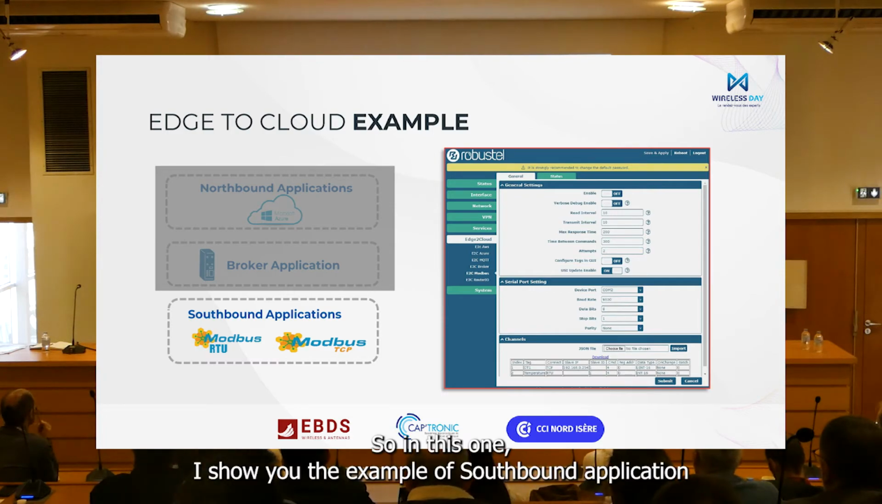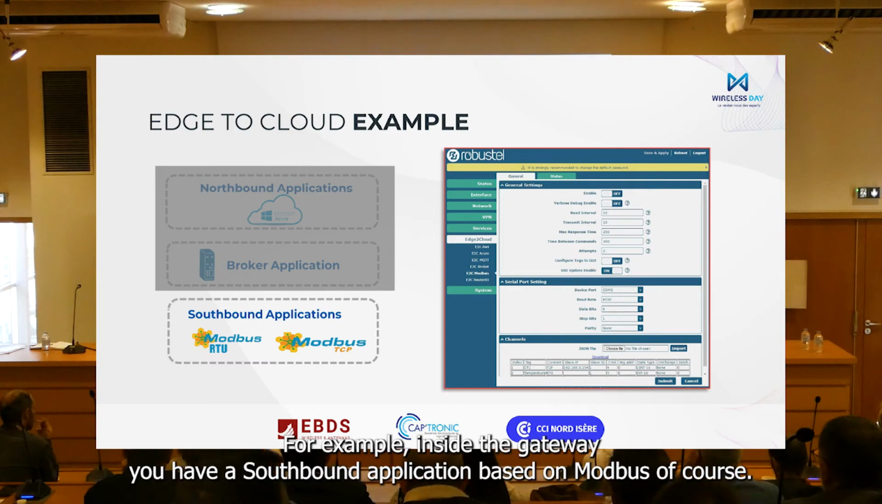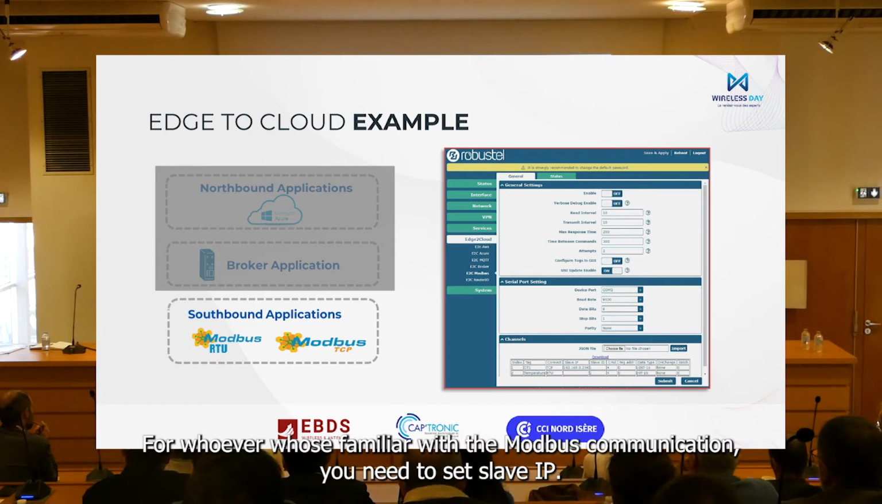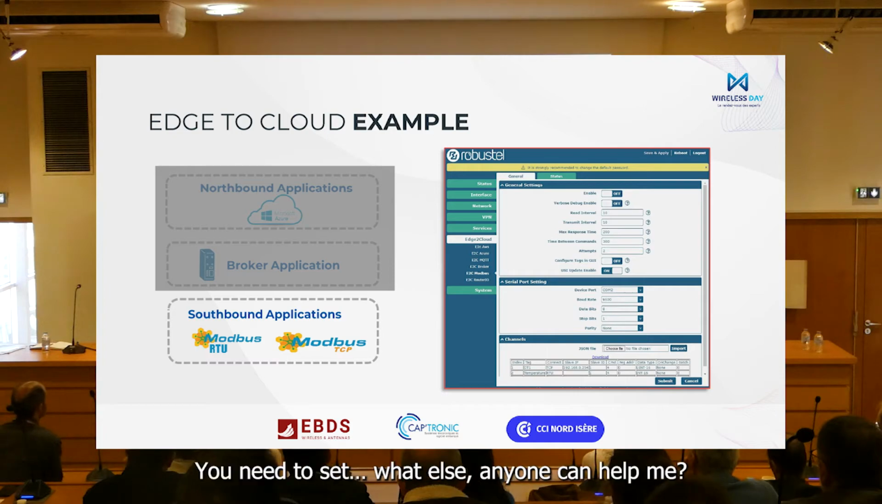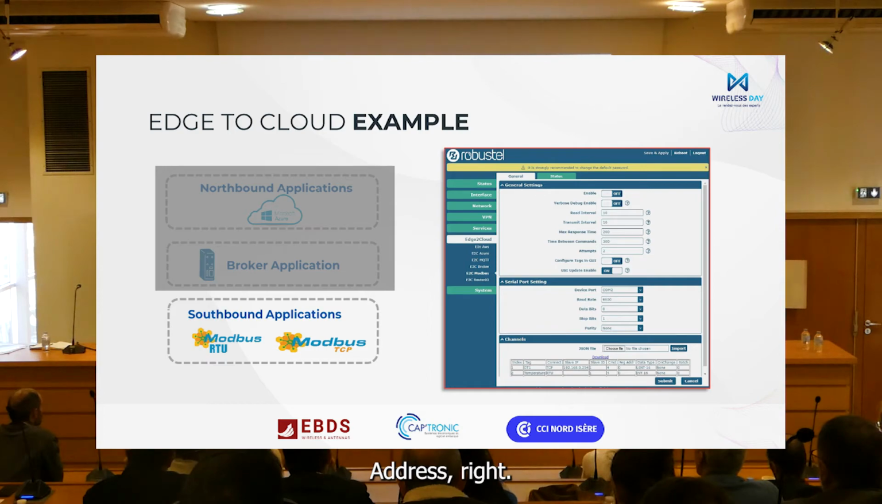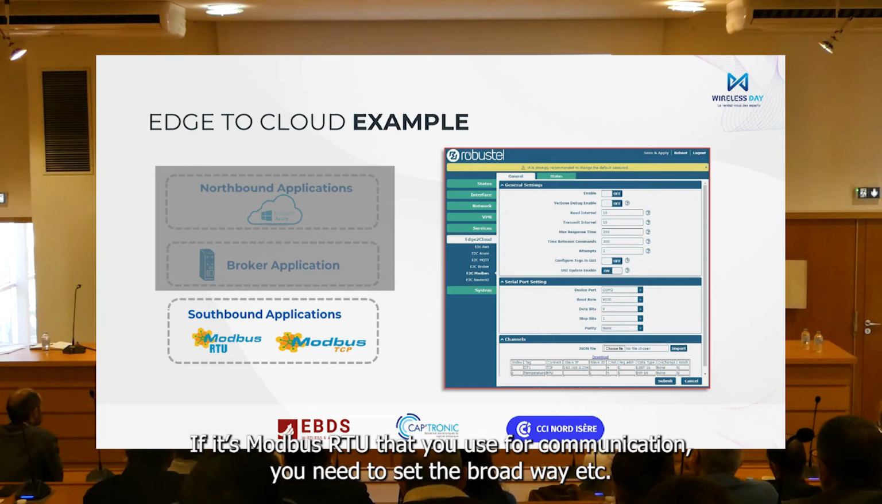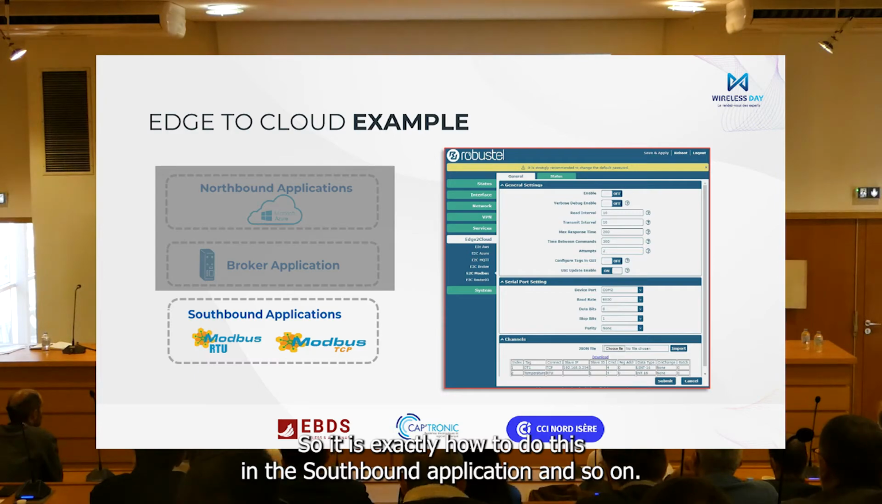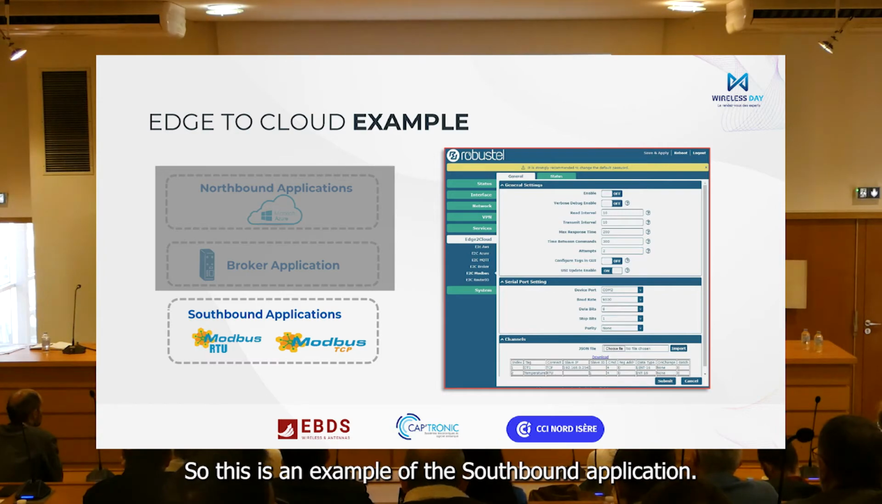So in this one, I show you the example of the southbound application inside the gateway. You have the southbound application based on Modbus, of course. For whoever is familiar with Modbus communication, you need to set the slave ID, correct? You need to set the function code. You need to set what else? Anyone could help me? Address, right? Yeah. And if it's Modbus RTU based on serial communication, you need to set the baud rate and so on as well. So this is an example of how to do this in the southbound application.